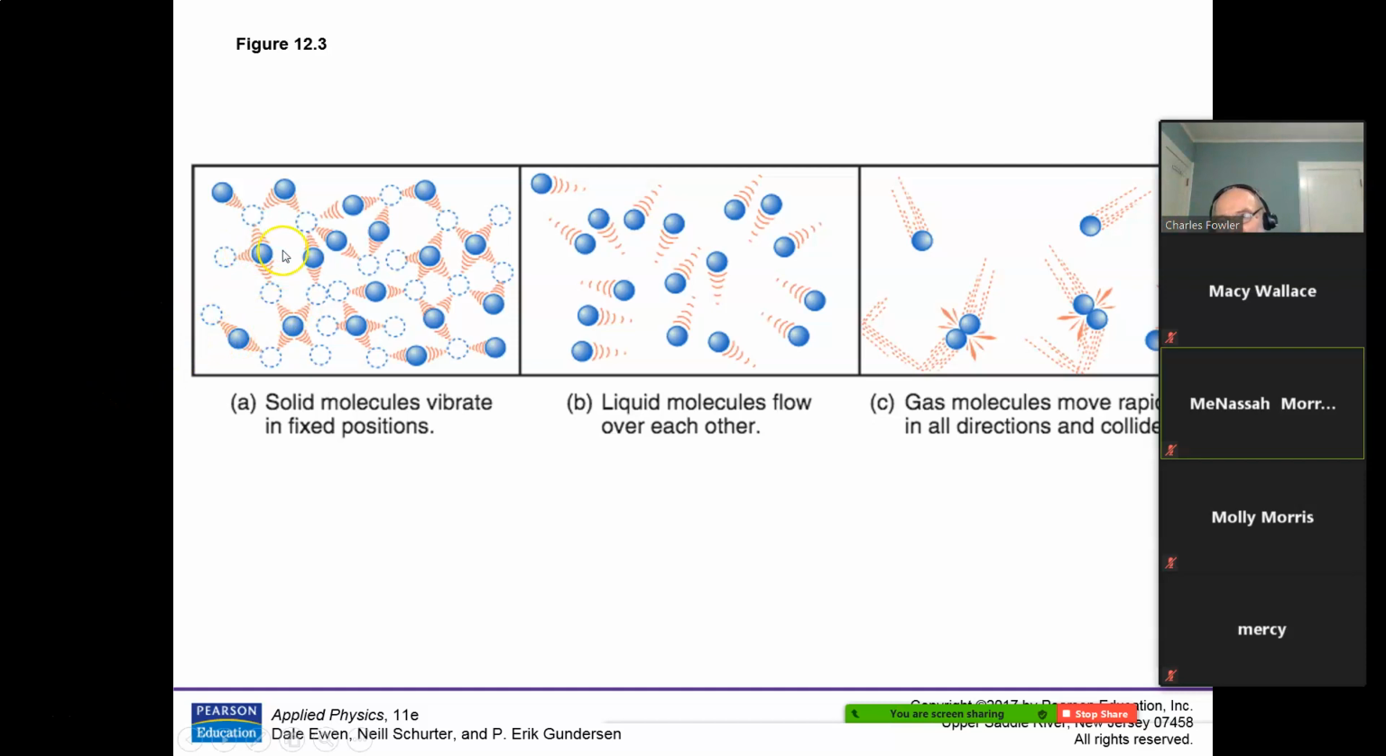Now, not everyone is connected four times, but most of them are. More than likely there's another connection up here you don't see, or down there you don't see. This may have two, or else that's a double connection there or here. Whatever. That's a solid. Those atoms in a solid are fixed in position. What we call it is a crystal structure, a crystal lattice.